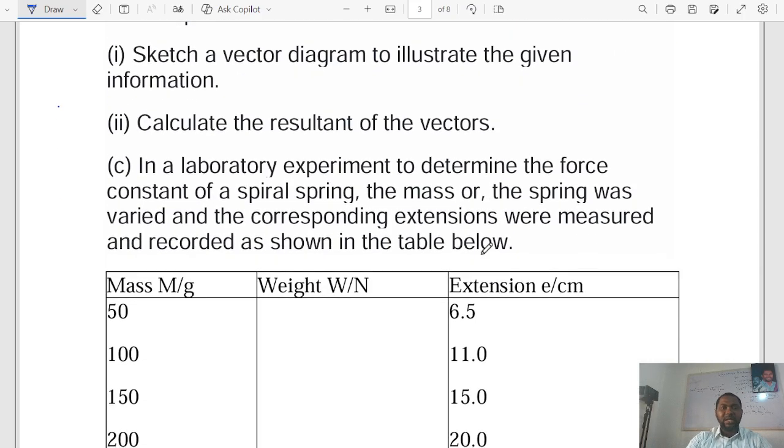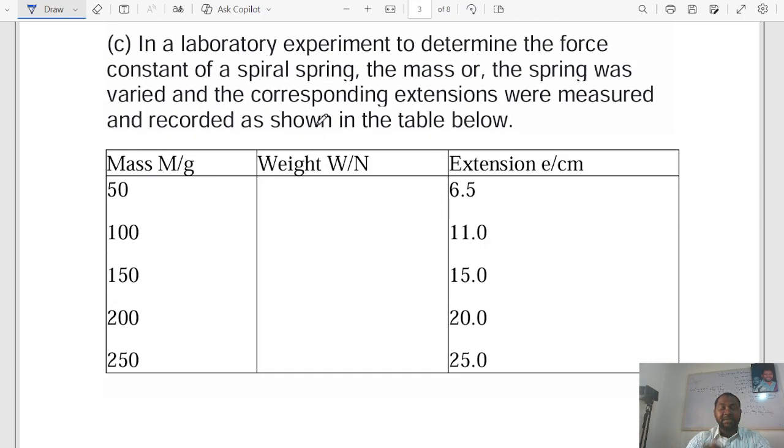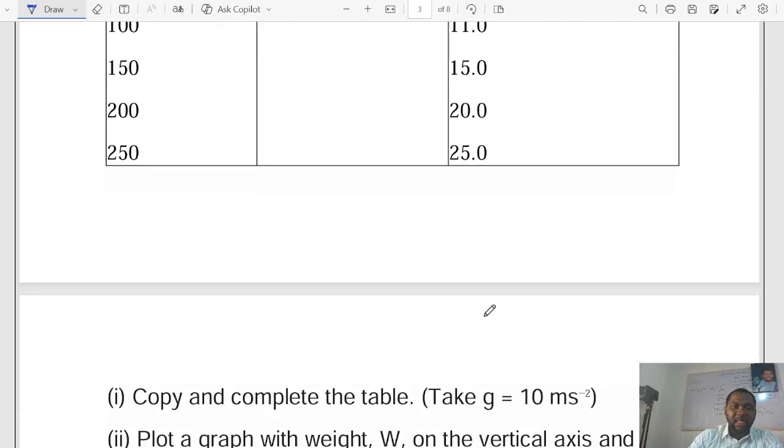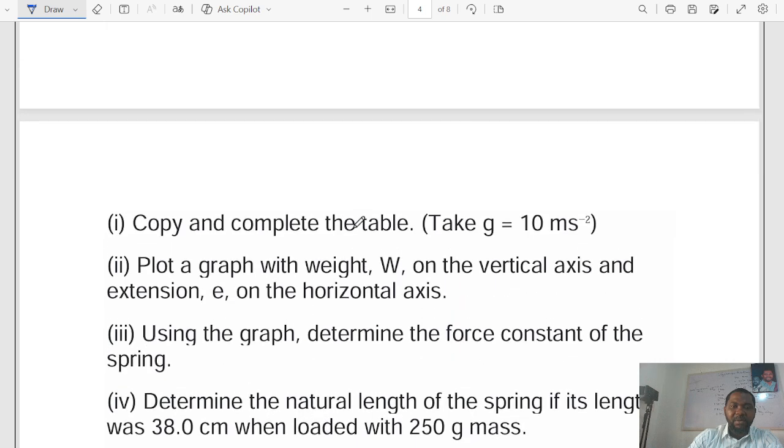Now that leads us to the next one. It says in the laboratory experiment to determine the force constant of a spring, the mass of the spring was varied and the corresponding extensions were measured and recorded as shown below. We have the mass given in grams, and this is the weight, and this is the extension in centimeters. This is what we have, right? And we are asked to copy and complete the table.